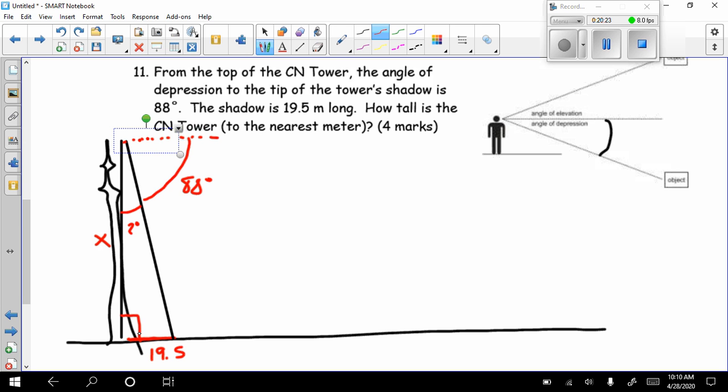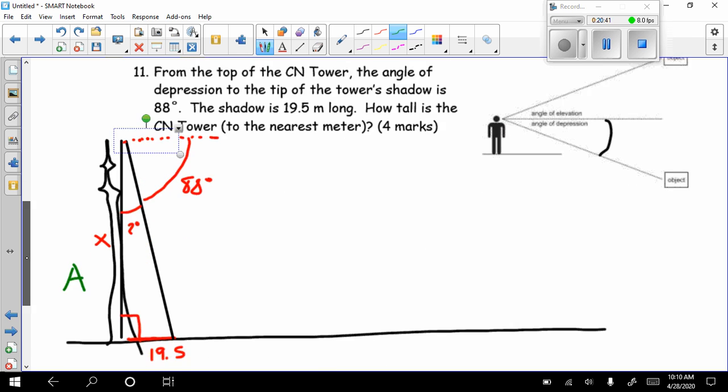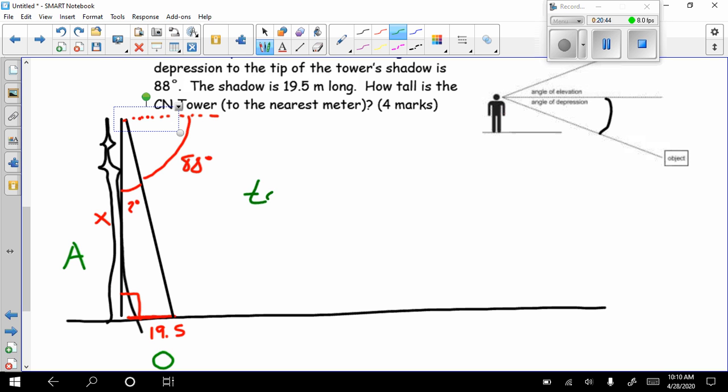Oh, okay. So watch this. I can just use SOHCAHTOA. So relative to the 2 degrees, the 19.5 is opposite and the x is adjacent. So here we go. I can just say that tan of 88 degrees is opposite over adjacent. It's TOA, remember, TOA. So I would say it's 19.5 over x.